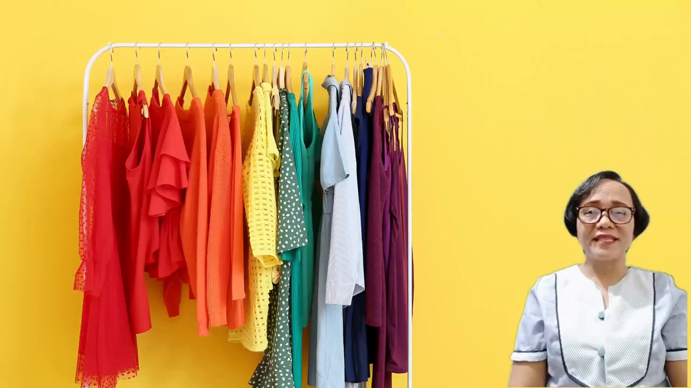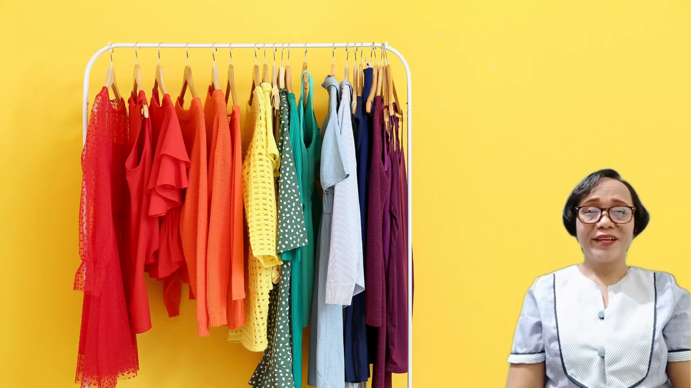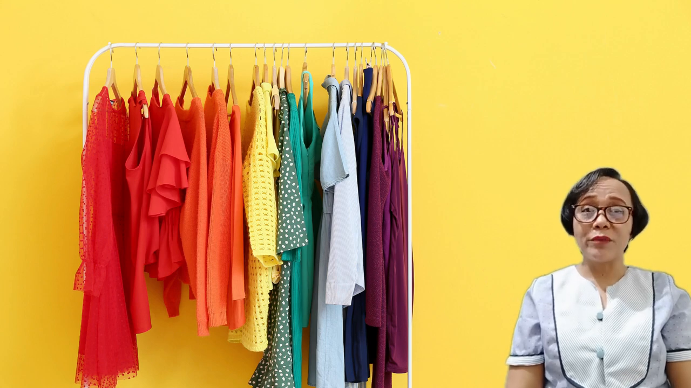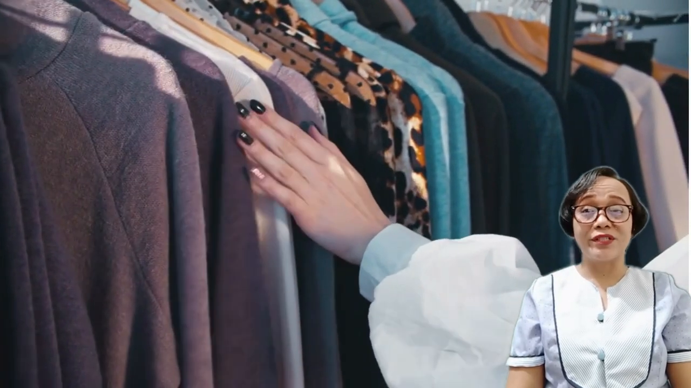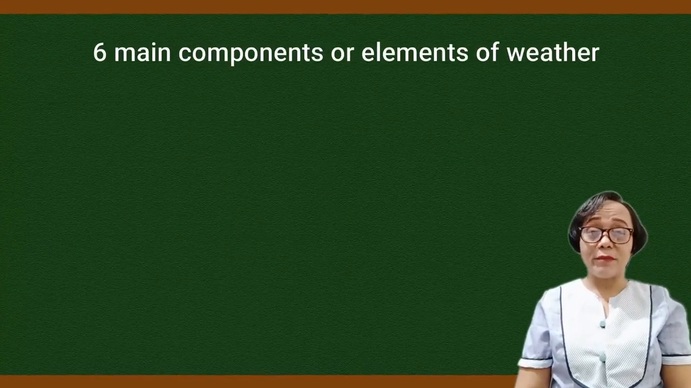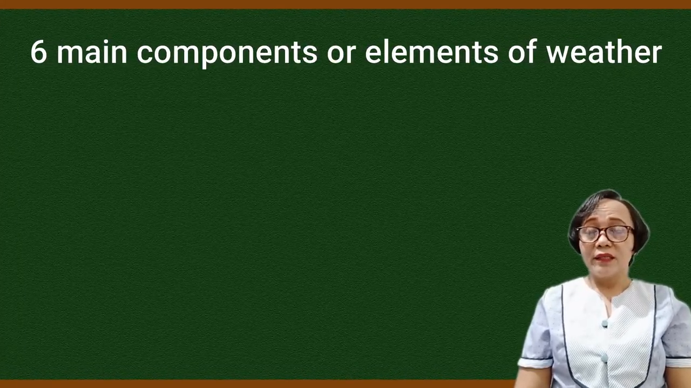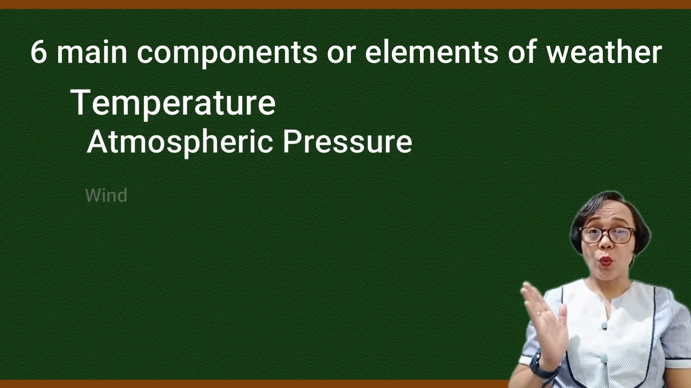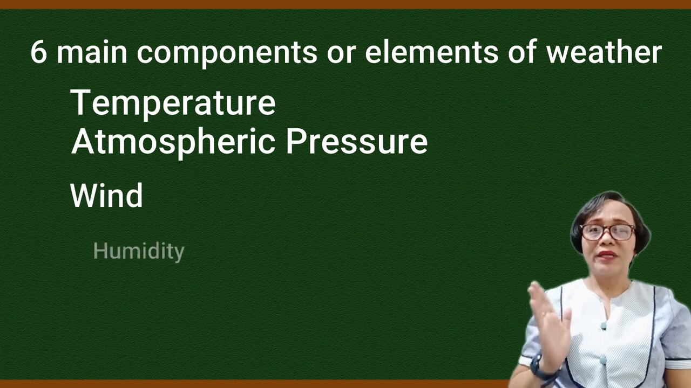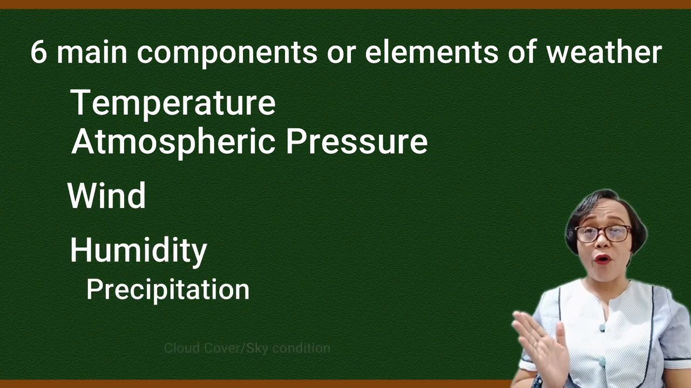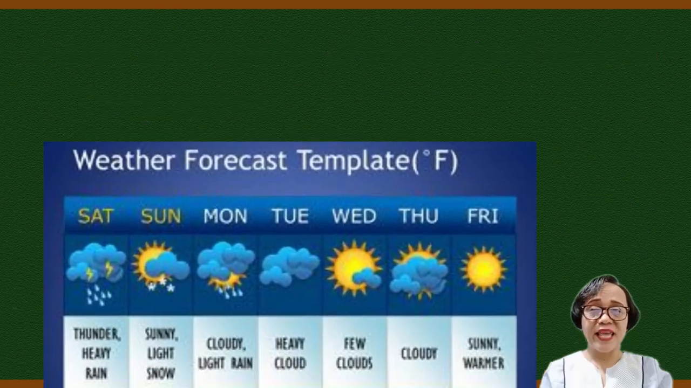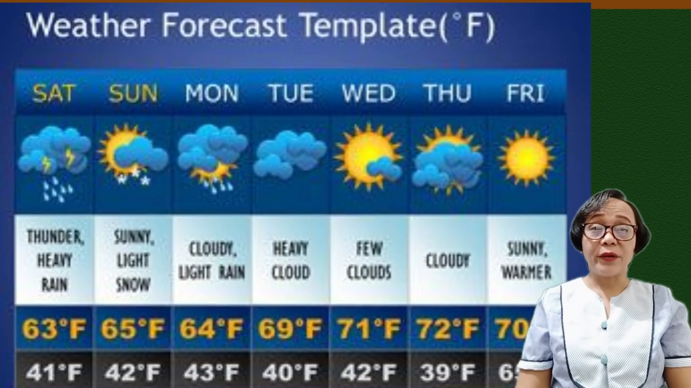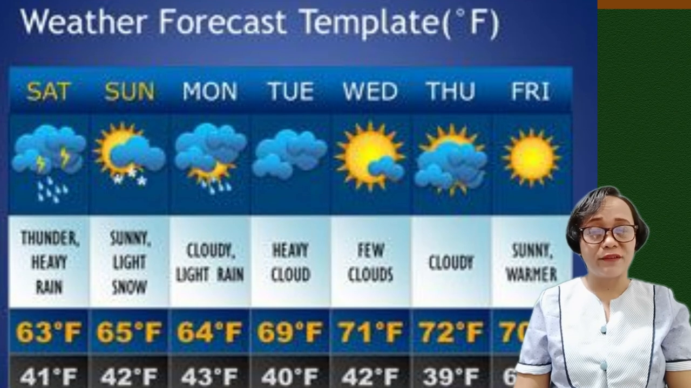Weather also helps you decide what clothes to wear. We feel comfortable wearing light-colored thin clothes on warm weather and dark-colored thick clothes during cold weather. There are 6 main components or elements of weather. These are temperature, atmospheric pressure, wind, humidity, precipitation, cloud cover, or sky condition. Every day, through the weather forecast, the PAGASA provides us weather information.